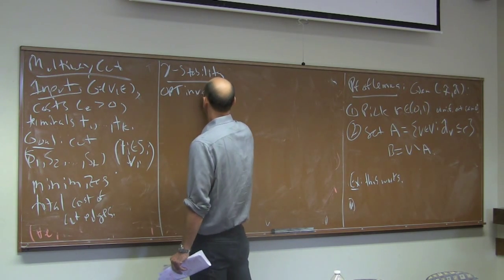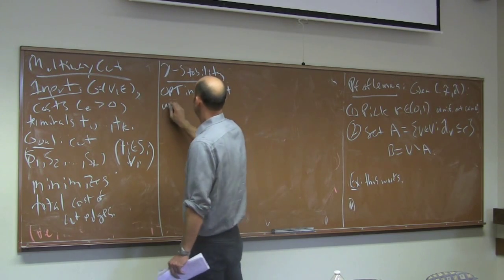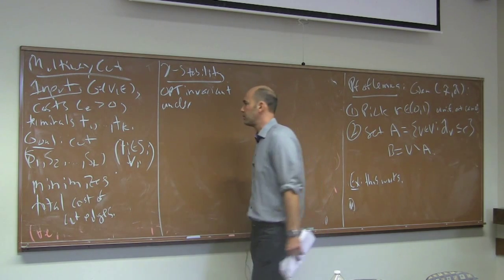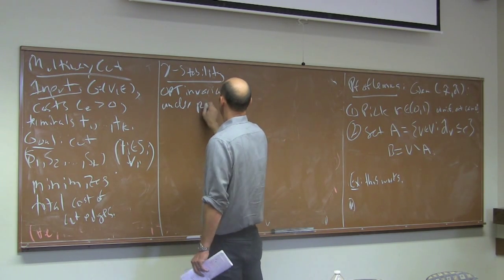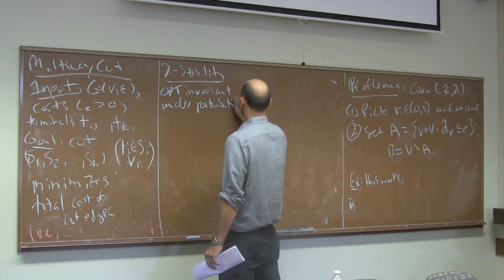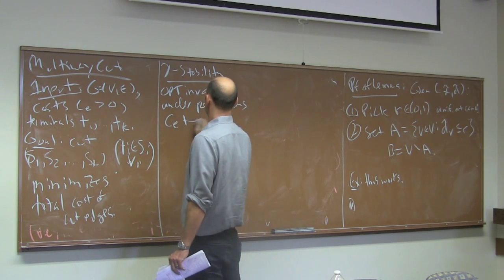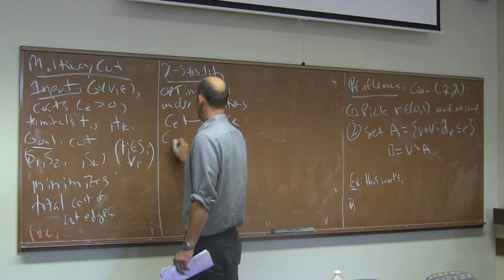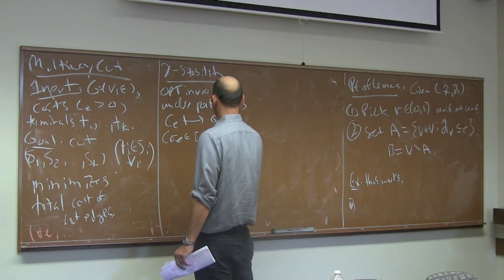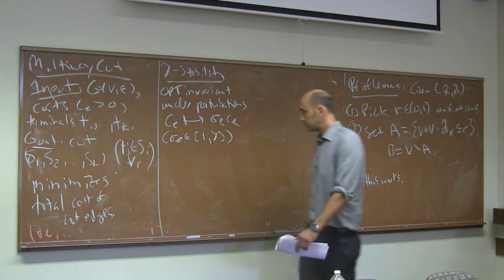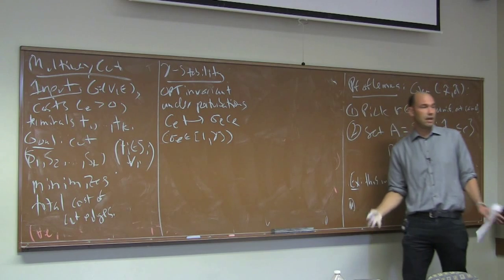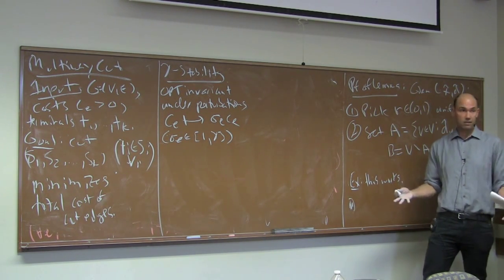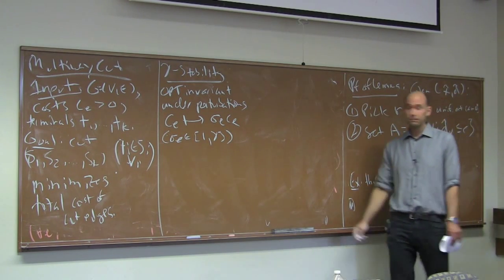So OPT is invariance. Here OPT, I really mean the integer solution. So the minimum cost multi-way cut under perturbations of the form c_e goes to sigma_e c_e, where sigma_e is between 1 and gamma. On Monday we talked about k-median instances. We had this metric, and we were allowed to blow up distances by up to a gamma factor. Here it's the same thing, just on the costs of the edges of the graph.